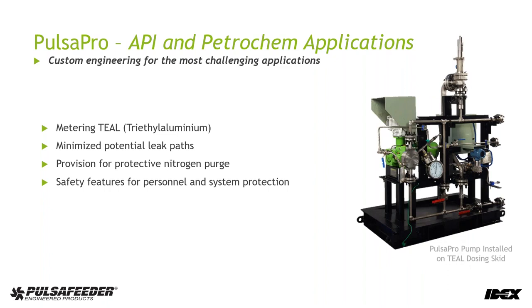One of my favorite challenging applications is a chemical called TEAL, or triethyl aluminum, that's used in the manufacture of polyethylenes and polypropylene plastics. And not just because it's interesting to talk about, but it also speaks to PulsaPro's ability to handle hazardous chemicals.